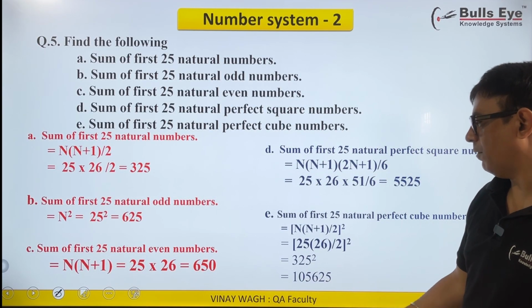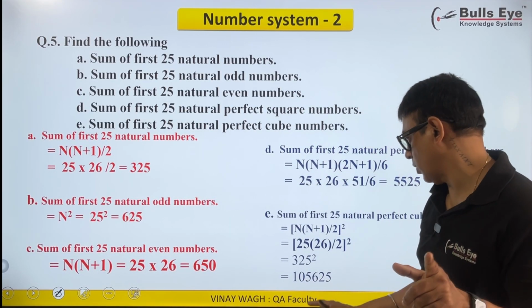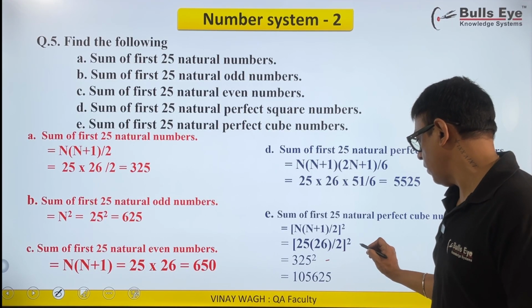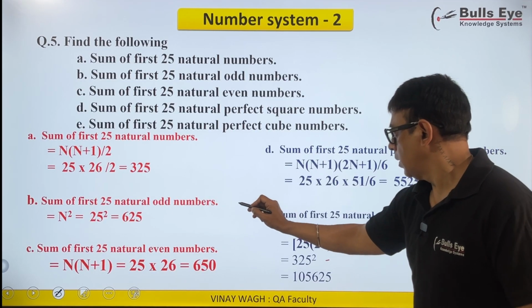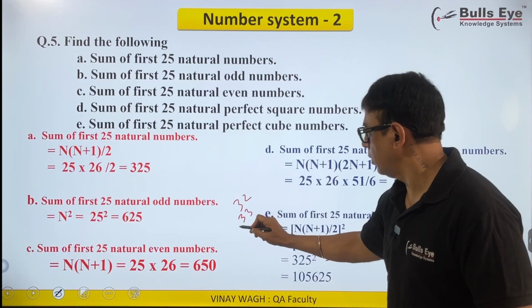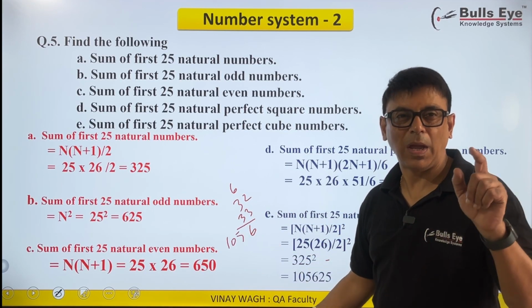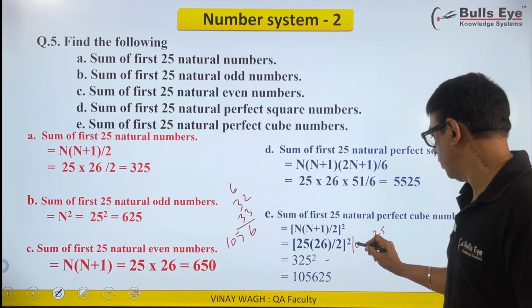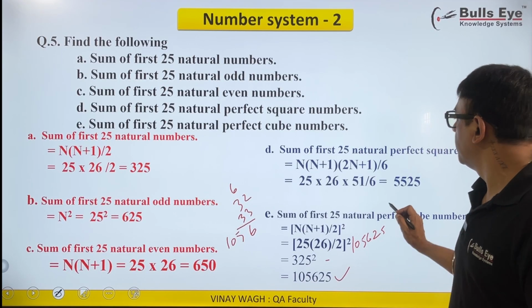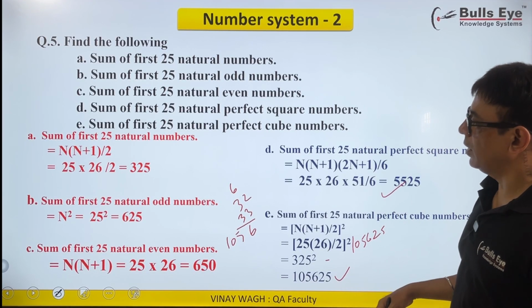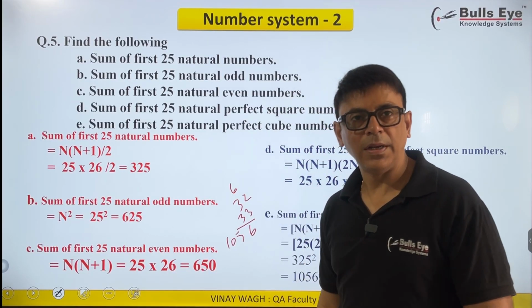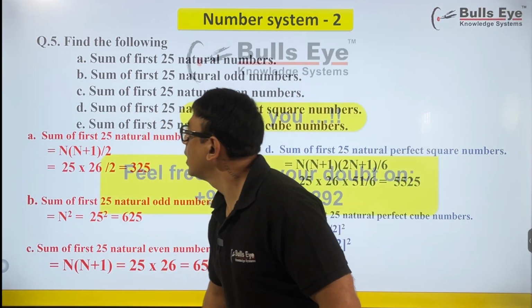Just to check this. Oh, 325 square, I guess it was wrong. So I'm just checking it. 5 5s are 25. 32 into 33. 33 twos are 66. 33 threes are 99. I'm sorry, I made a mistake here. Here it is 105625. Otherwise, I think it was right. Right? What is the next identity?